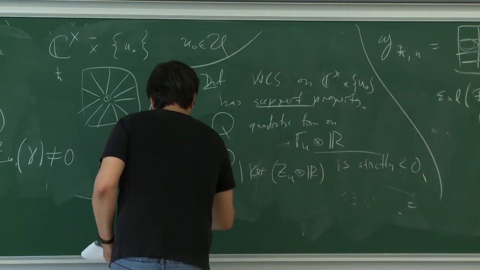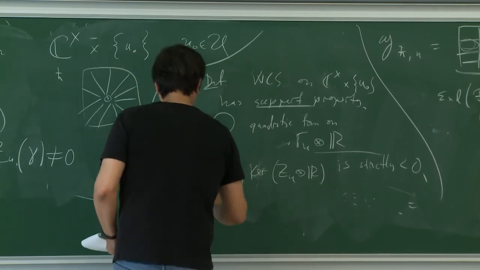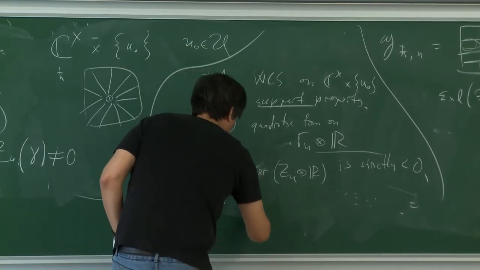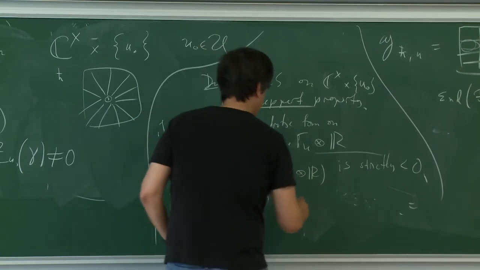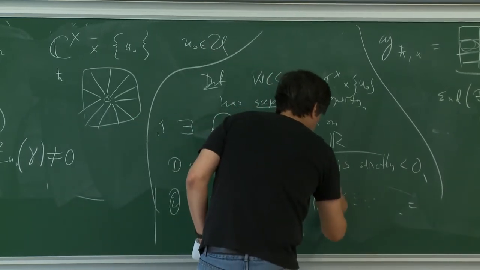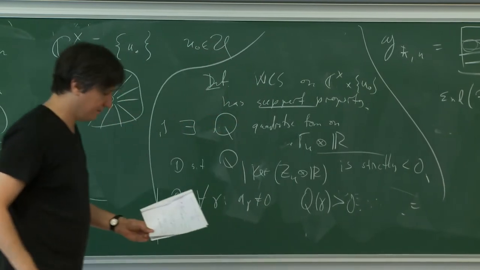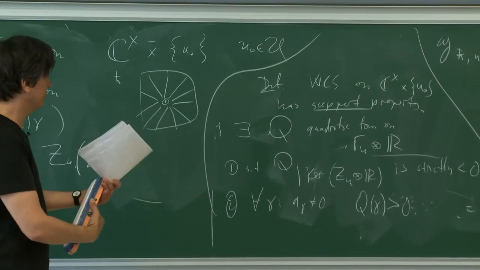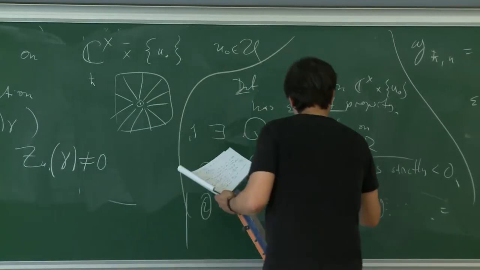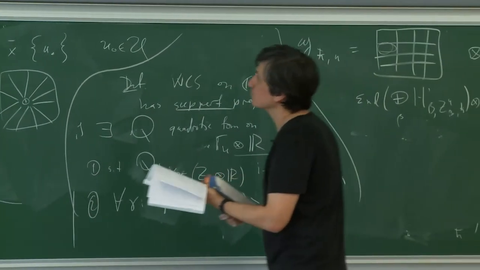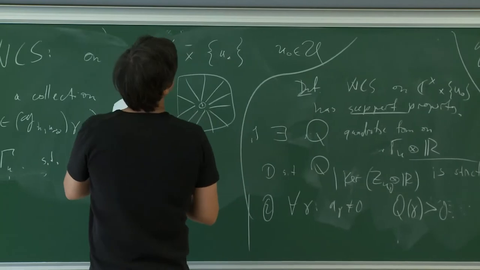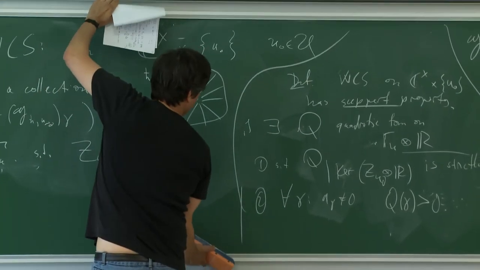And for any gamma such that alpha of gamma is non-zero, the quadratic form of gamma is strictly positive. Yeah, so good.